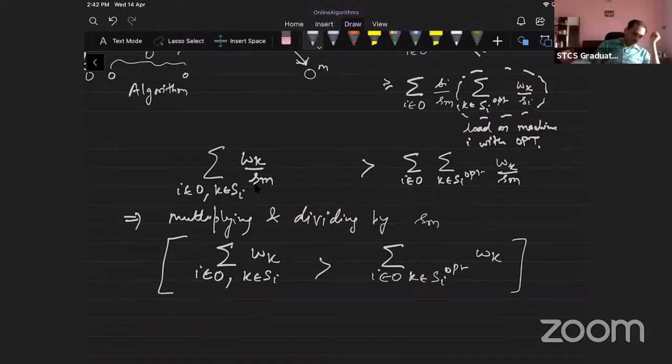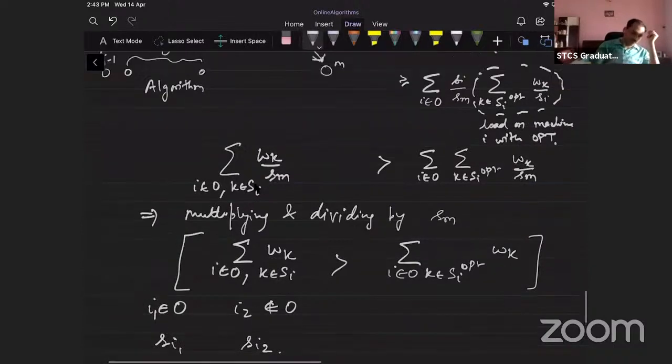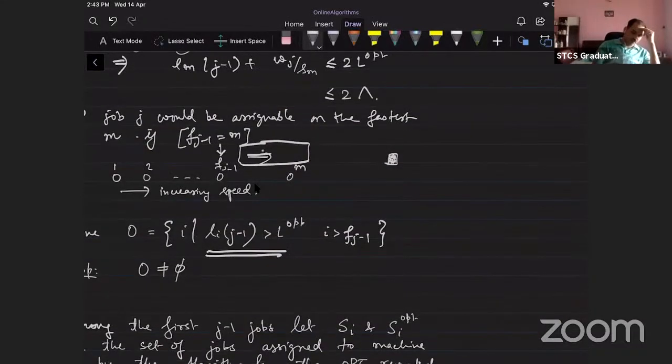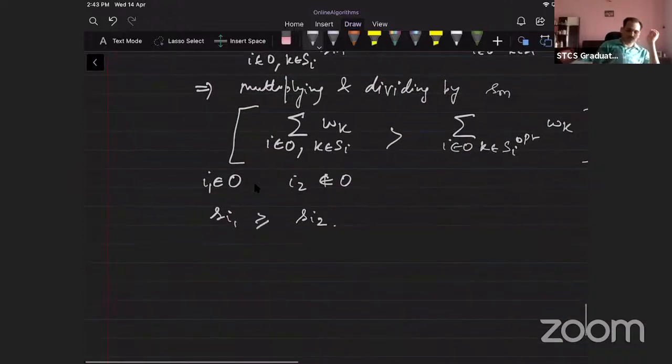And also remember, suppose the machine I1 belongs to O, and I2 doesn't belong to O. What can you say about their speeds? What is S_I1 compared to S_I2? Remember our picture here. O is the set of machines which are to the right of F_{j-1}. Now, if some machine lies outside of O, that means that it is to the left, that is, slower speed. So S_I2 is slower than S_I1. So this also we know.